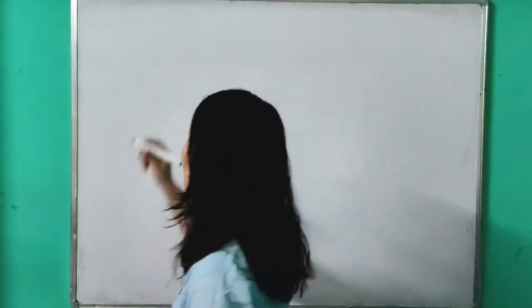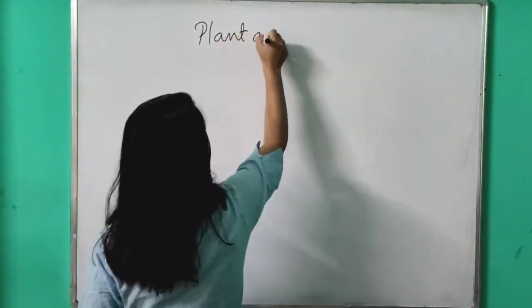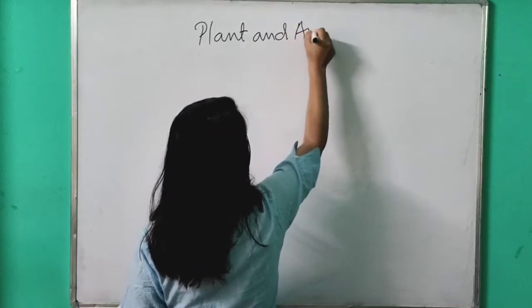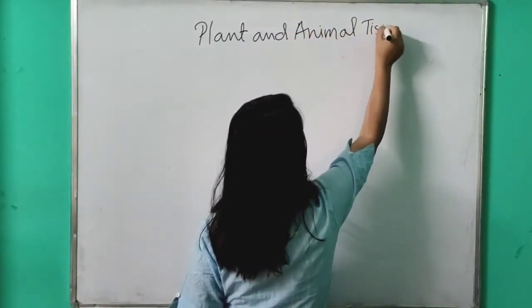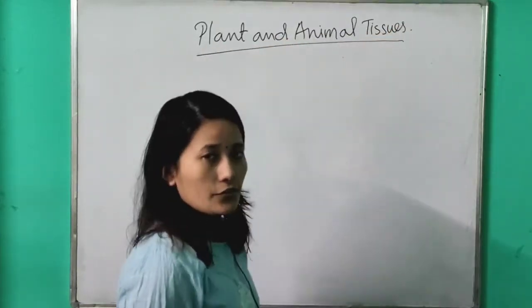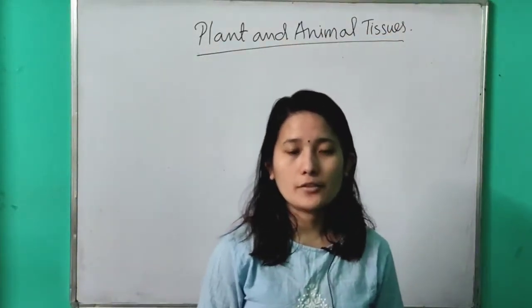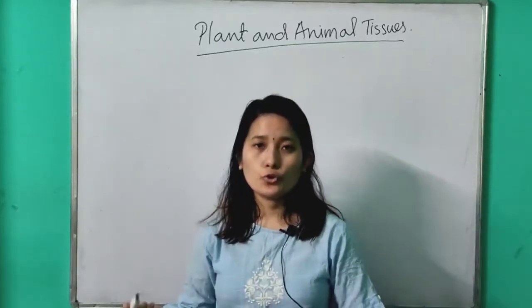So yesterday through virtual class we have already discussed the second chapter, that is plant and animal tissues. Now those who could not attend the virtual class, and those who have attended also, for having a clear concept about this, again you go through this video.